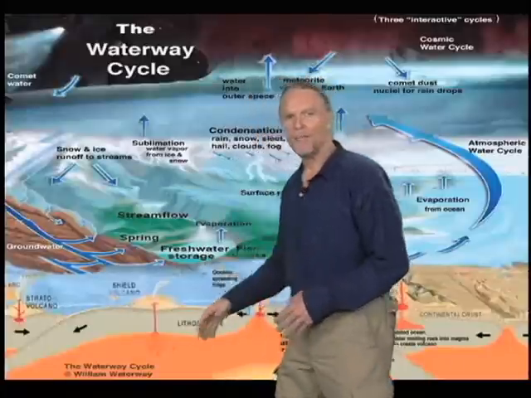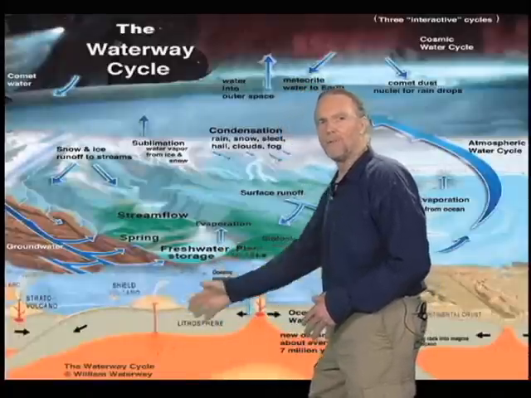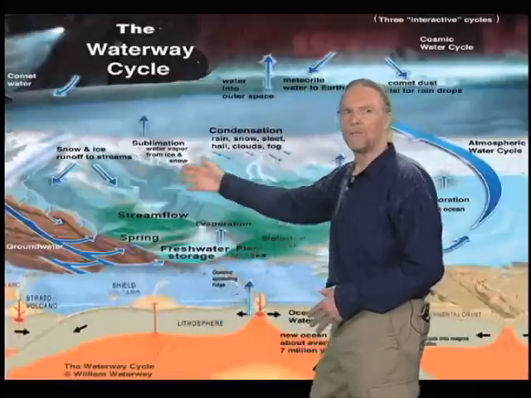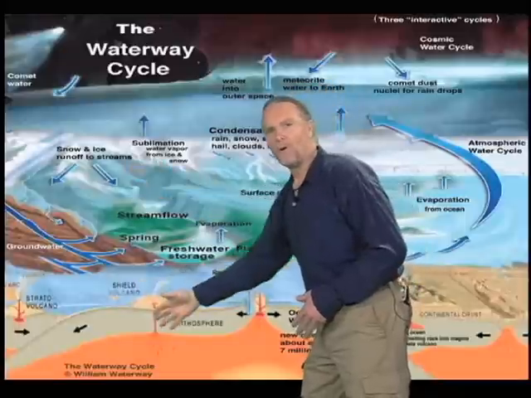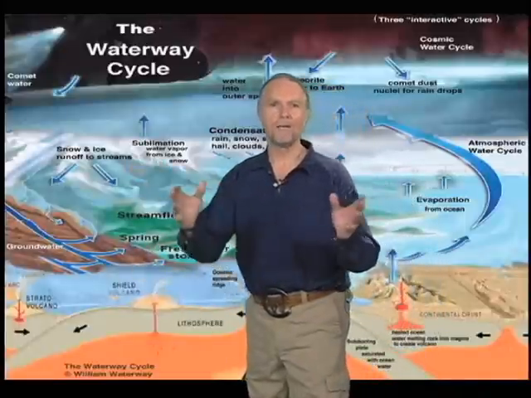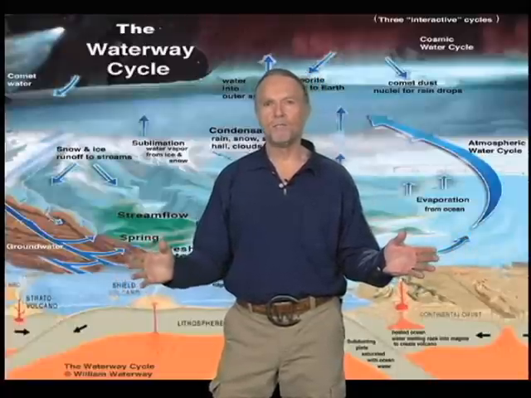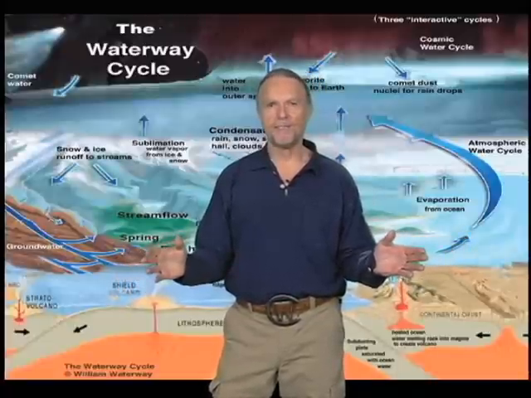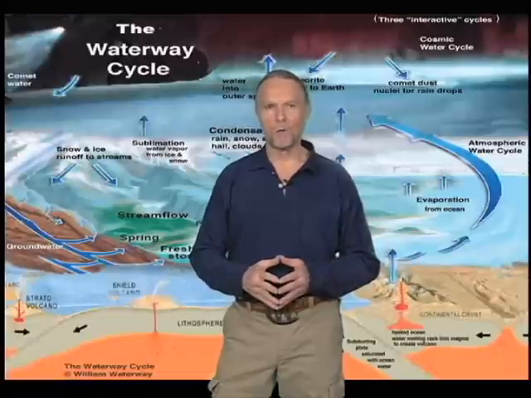7 million years. And these three cycles are interactive: the oceanic cycle, the atmospheric cycle, and the cosmic water cycle. These all three interact with each other. So here you have, for the first time, an illustration and the information giving you the new definition for Earth's waterway cycle.